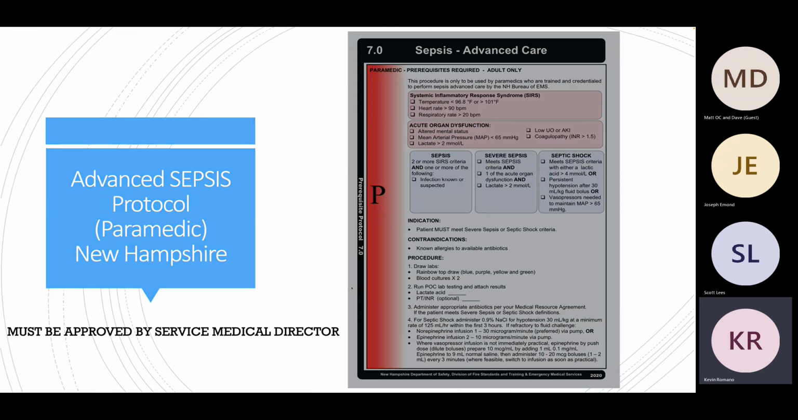All right, so advanced care. New Hampshire does have an advanced sepsis protocol that allows us to give a first-round antibiotic if you meet the criteria. You have to be in severe sepsis or septic shock criteria, no allergies to any available antibiotics. Normally, we're going to see ceftriaxone or Rocephin on the trucks. They're not going to give us Vanco or Zosyn because those have to be IV pump infused, and they have to go over an hour to an hour and a half, depending on the infusion and how much is being given. With ceftriaxone, usually it's 1 gram.